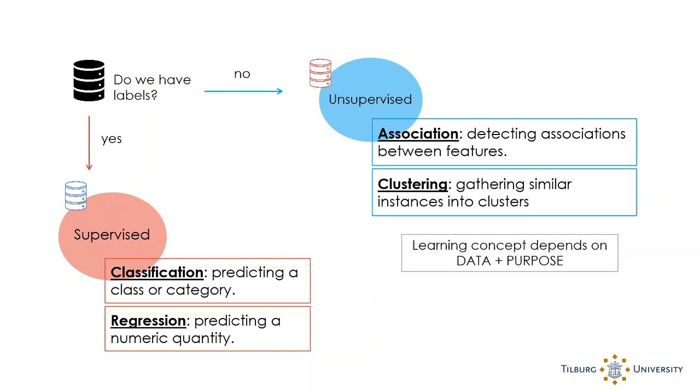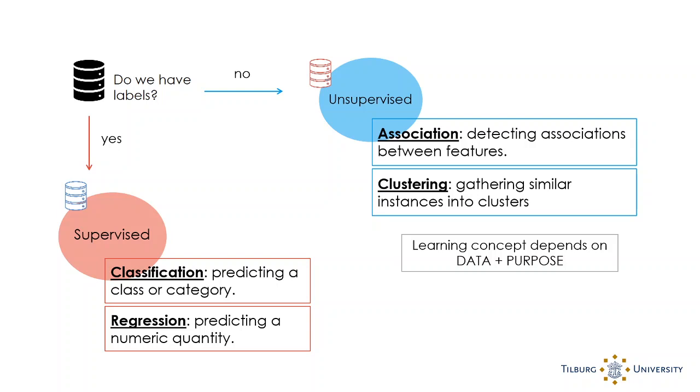However, this is quite important here. We should understand that the learning concept depends on the data we have and also the purpose. Of course, if we don't have the right data, we probably cannot do some specific task. For example, if the data we have is unsupervised by nature, it will be really difficult to perform classification or regression. Okay, so this is the data component.